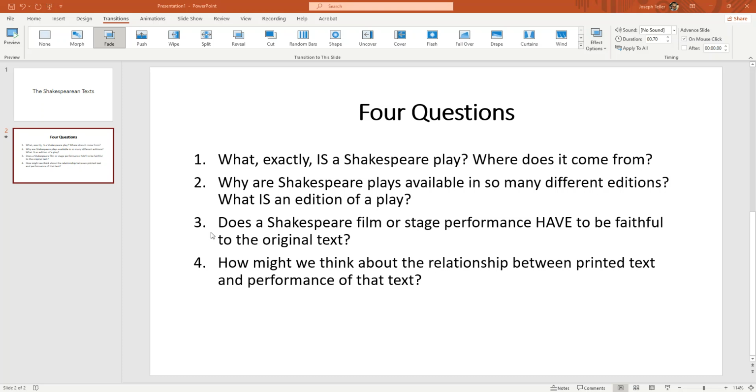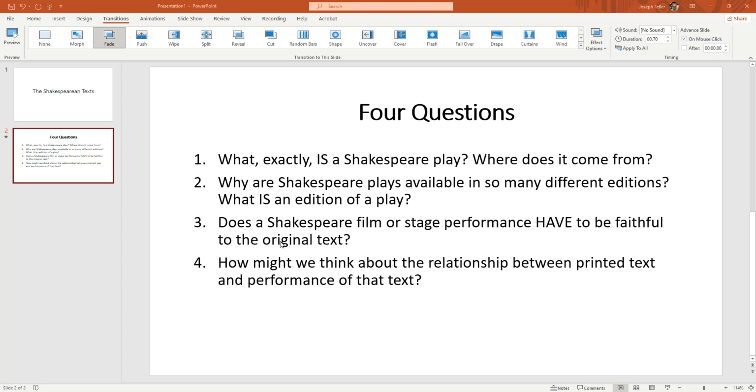Okay, and this leads us to our third question, which is, does a Shakespeare film or stage performance have to be faithful to the original text? The answer to that's quite complicated, I suppose, but what we can do to keep it simple is ask, what does faithful mean? Presumably it means that you have to, ethically speaking, act out and perform the whole text as we have it. But there are two complications with that.